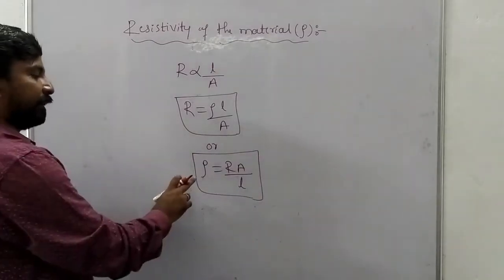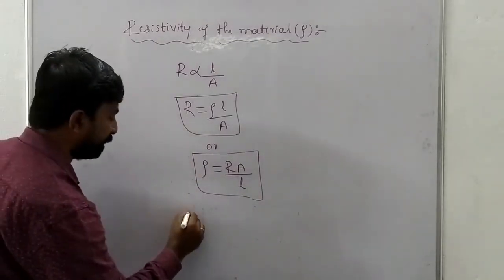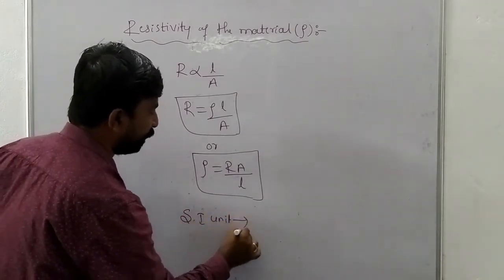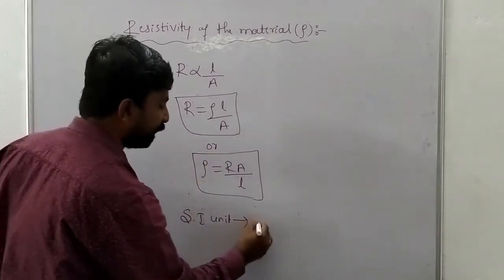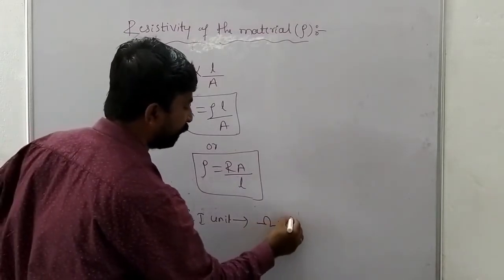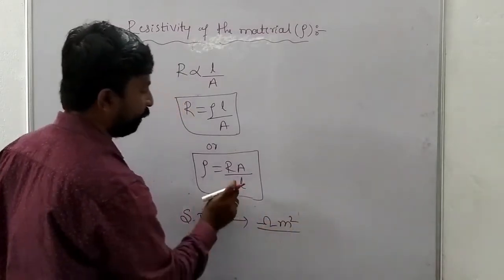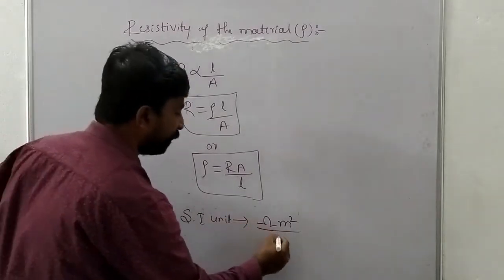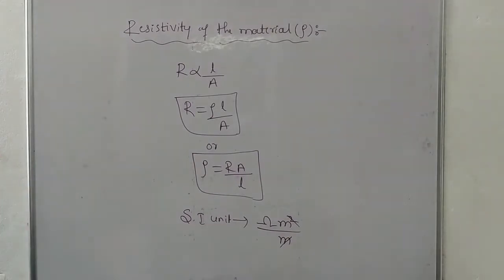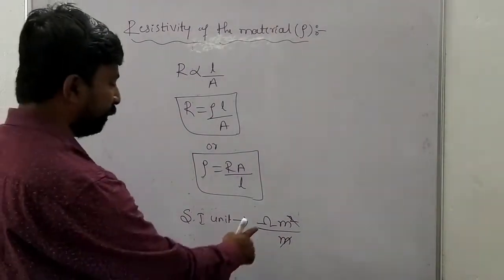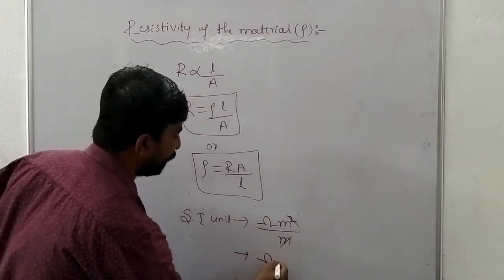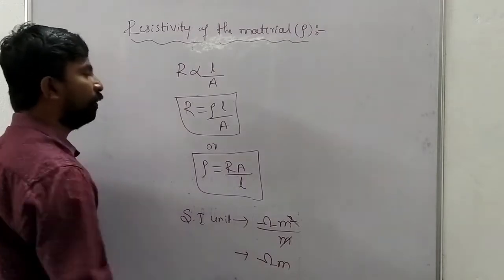So what is the SI unit of resistivity? What is the SI unit of resistance? It is ohm. What is the SI unit of area? Meter square, divided by the SI unit of length, which is meter. Meter and meter get cancelled. Then what is left? We can write ohm meter. So the SI unit of resistivity is ohm meter.